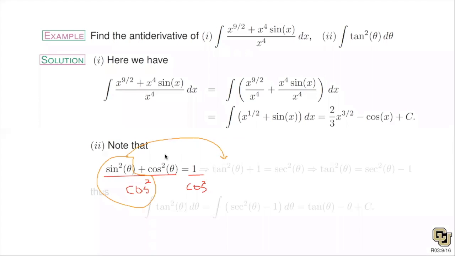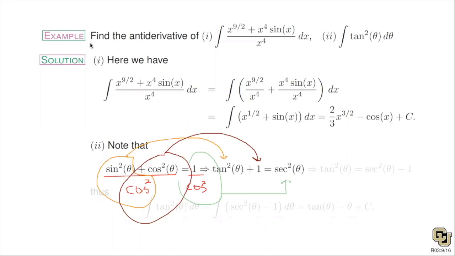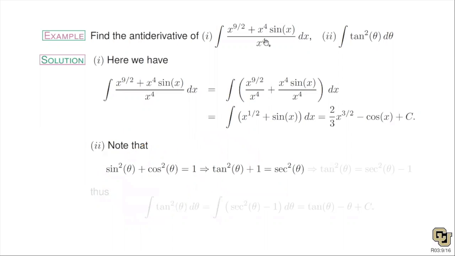And the cosine squared over cosine squared, that becomes a 1. And finally, on the left-hand side, the 1 over cosine squared, that becomes a secant squared. So here you divide both sides by cosine squared. I get sine squared over cosine squared plus cosine squared over cosine squared equals 1 over cosine squared. I get tan squared plus 1 equals secant squared.